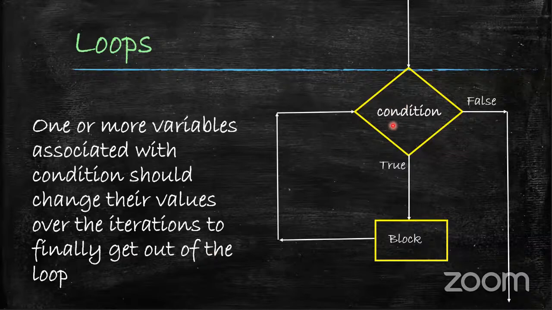So say there is a variable x. When we come to the condition the first time, the variable x has such a value that the condition is true. It goes to the block, and the block is executed. In that, the value of x is changed, and again we go back to the condition. Say again the value of x is such that the condition is true.